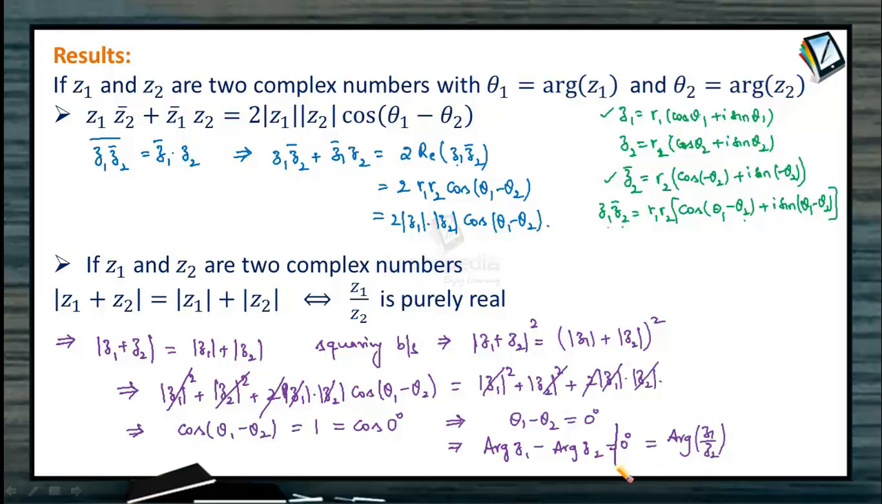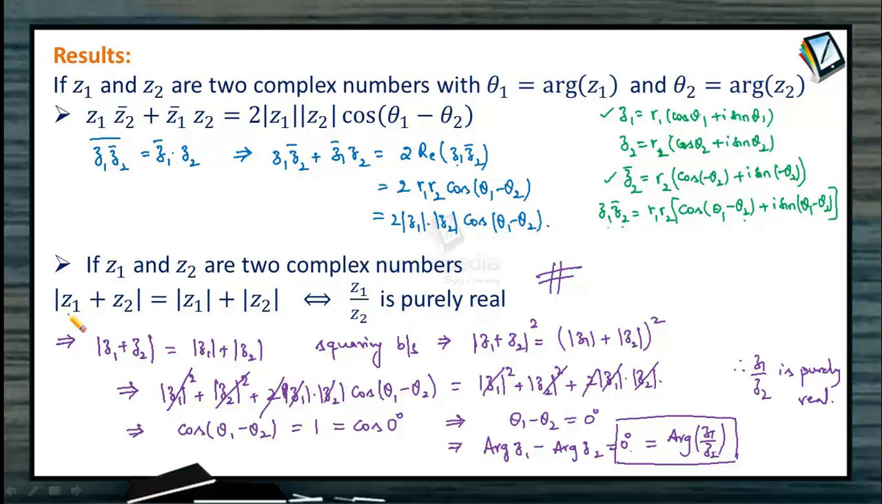Now look at the condition we got: argument of Z1 by Z2 equal to 0. Then what can you say about the complex number Z1 by Z2? It's a complex number having 0 argument. Therefore, Z1 by Z2 should be along the real axis of the Gaussian plane. When a point is on the real axis of a Gaussian plane, shall we say this is purely real, right? So this is a very important condition for the ratio of two complex numbers to be purely real. When will the ratio of two complex numbers be purely real?